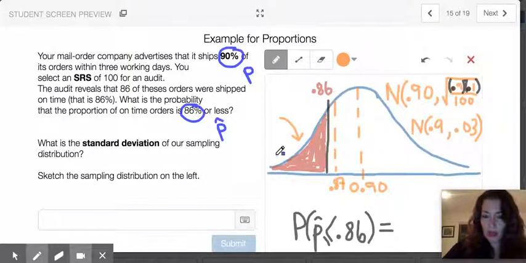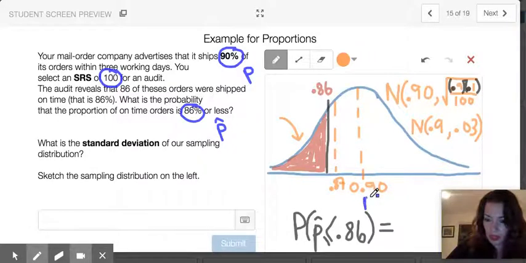So looking at the distribution, if we were to take a sample of size 100 many, many, many times, we would have a sampling distribution. I drew the model here where our population proportion is the center of our sampling distribution. So this is our P right here, and our P hat is 86%, which is right here. They are asking for the probability that the proportion is 86% or less, so all of it is shaded here on the left.